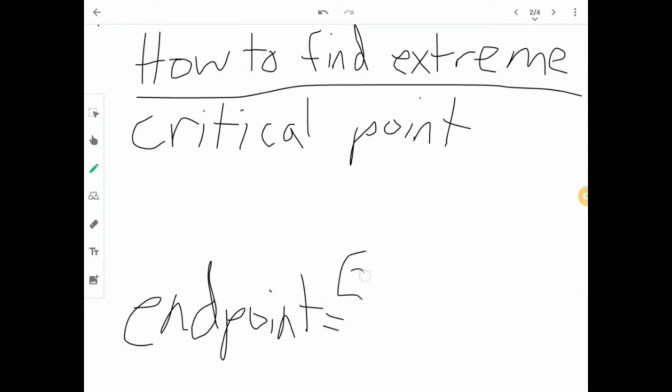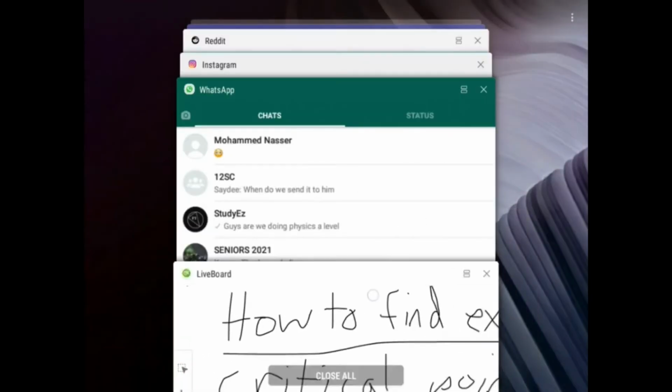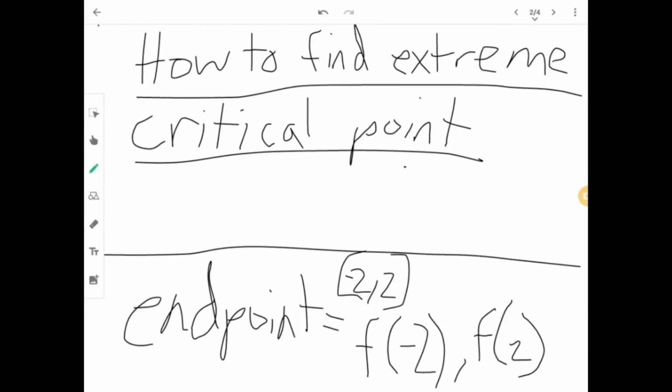If you have a closed interval of -2 and 2, you just sub in f of -2 and f of 2, and you see which one is greater, and then you keep it, and then you check the critical point as well. So a critical point is anywhere where the derivative equals 0. So f prime of x equals 0. So you just check that, and then you compare it with the endpoint.